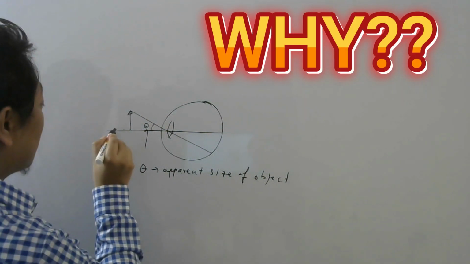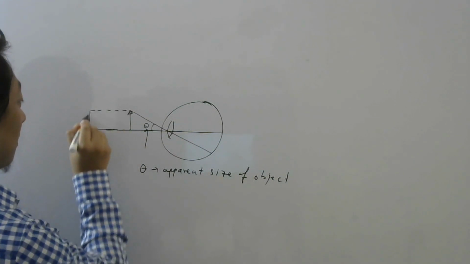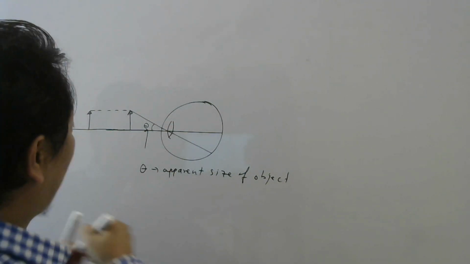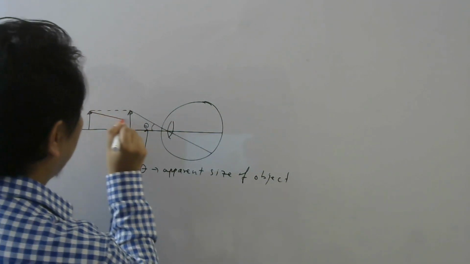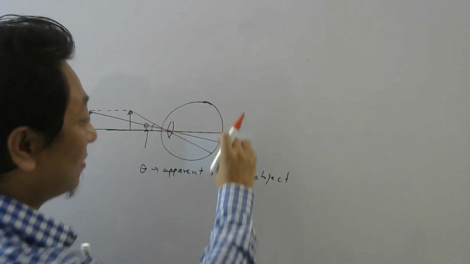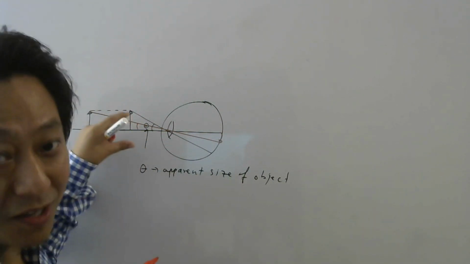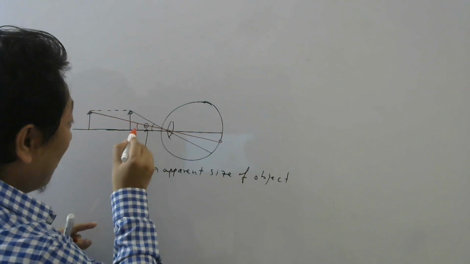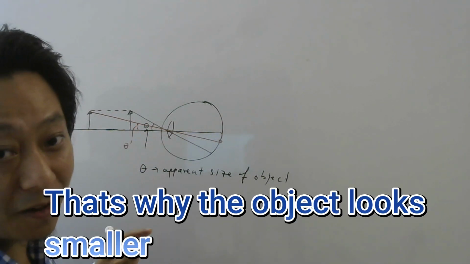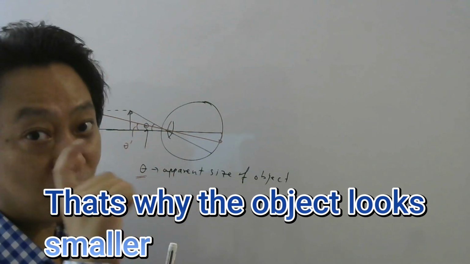Why? If you take the same object farther, you can see the angle now made by the object at the eye will be small. And you can see even the image here on the retina is small, right? So, though the object size is the same, this angle has become smaller. This angle theta dash is smaller than theta. So remember, this angle determines the apparent size of the object.